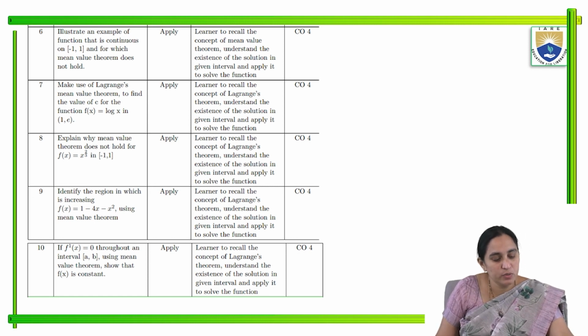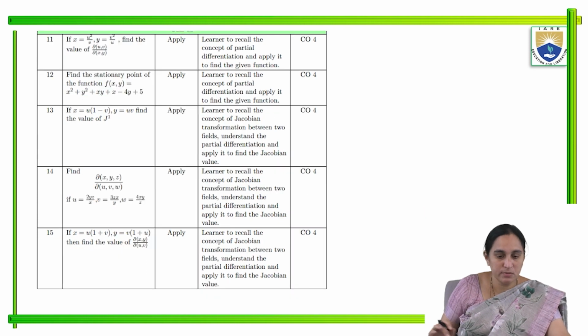Next, ninth question, identify the region in which f of x is equal to 1 minus 4x minus x square is increasing, using mean value theorem. This also comes under Lagrange's mean value theorem. And 10th one, if f dash of x is 0 throughout an interval a comma b, using mean value theorem, show that f of x is constant. This also comes under Lagrange's mean value theorem.